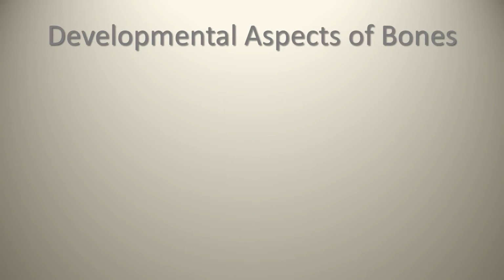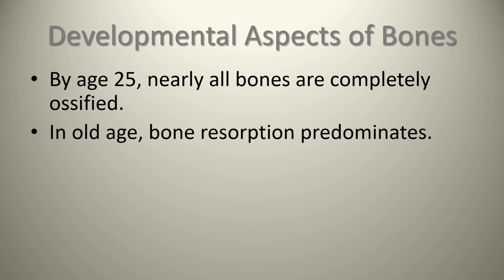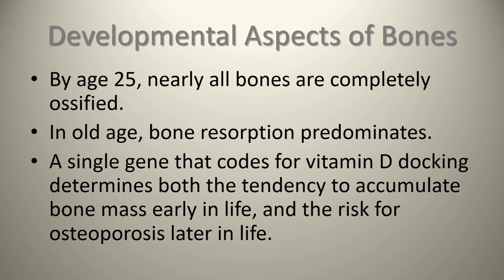So by age 25, nearly all bones are completely ossified. In old age, bone resorption is what predominates. A single gene that codes for vitamin D docking determines both the tendency to accumulate bone mass early in life and the risk for osteoporosis later in life.